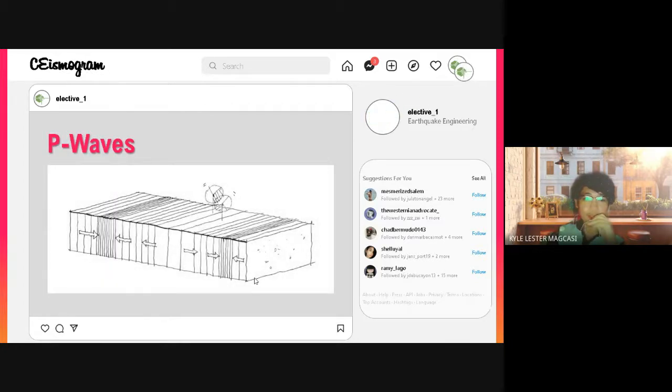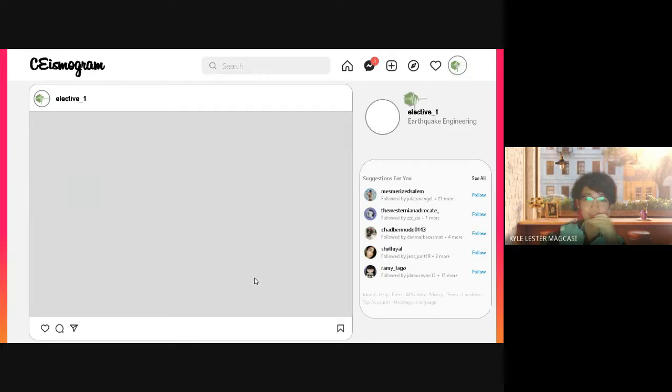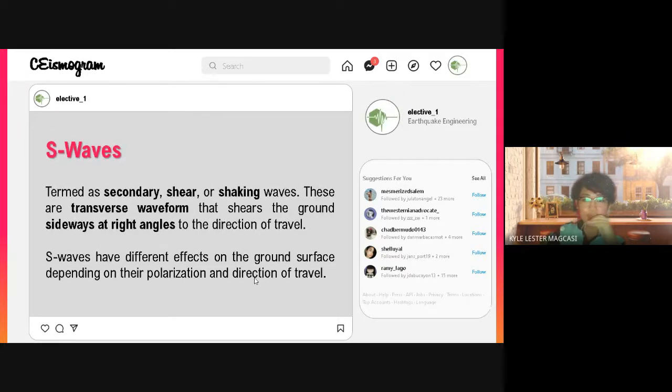Yan, ganito po itsura. Next. S-waves. Ang second type ng body wave na kilala rin sa tawag na secondary wave, shear wave, at shaking wave. Ito ay isang transverse waveform na nag-shear ng kalupaan ng sideways at right angles to the direction of travel.